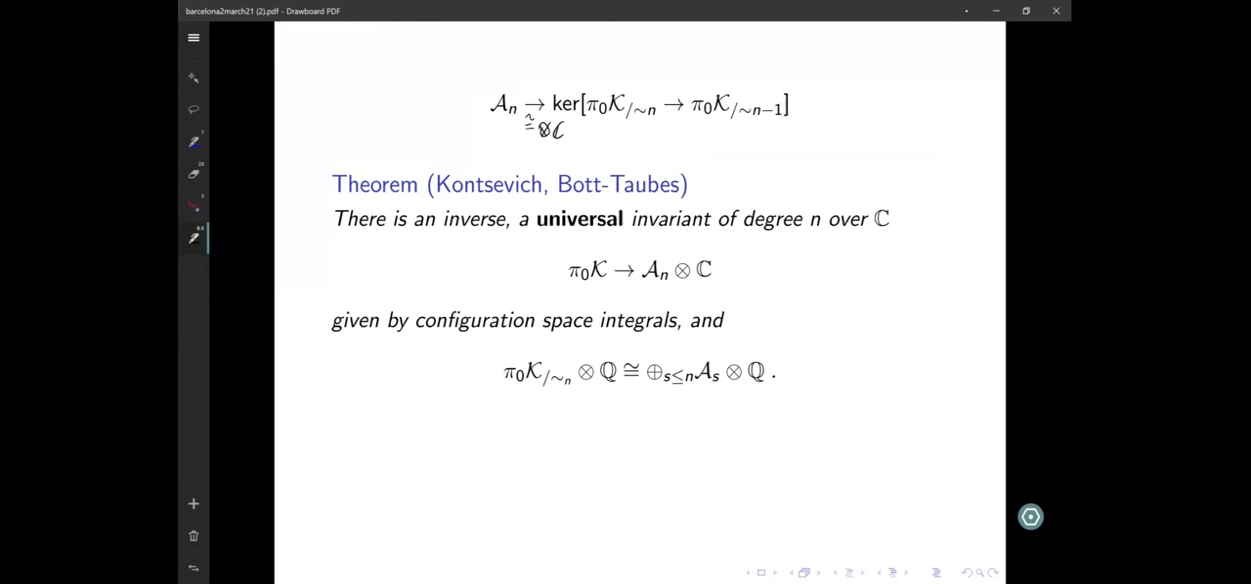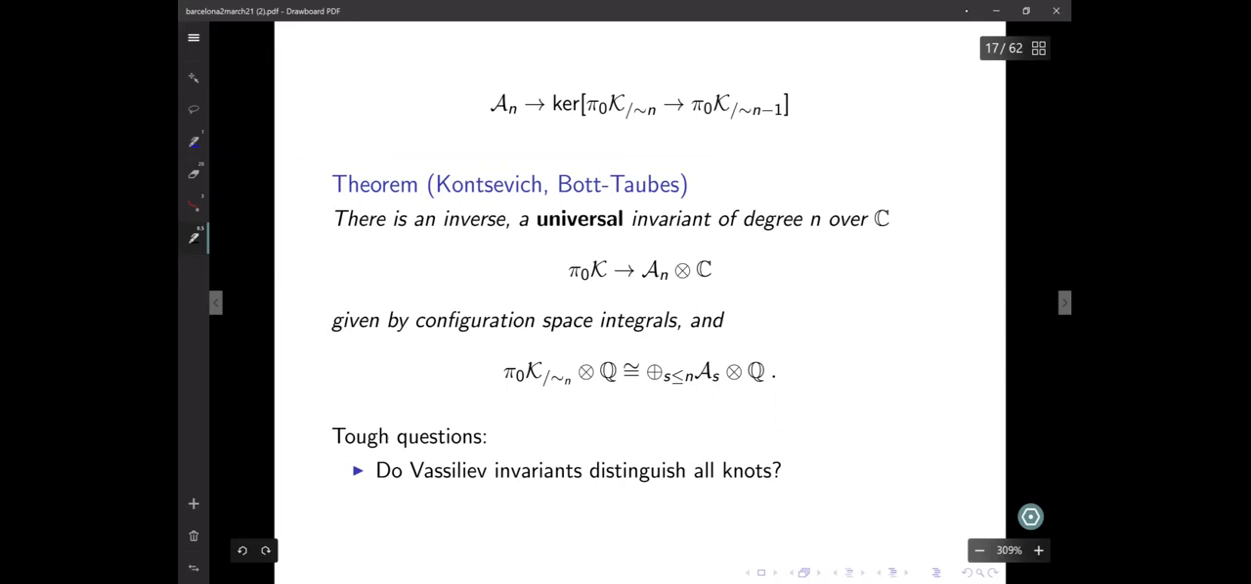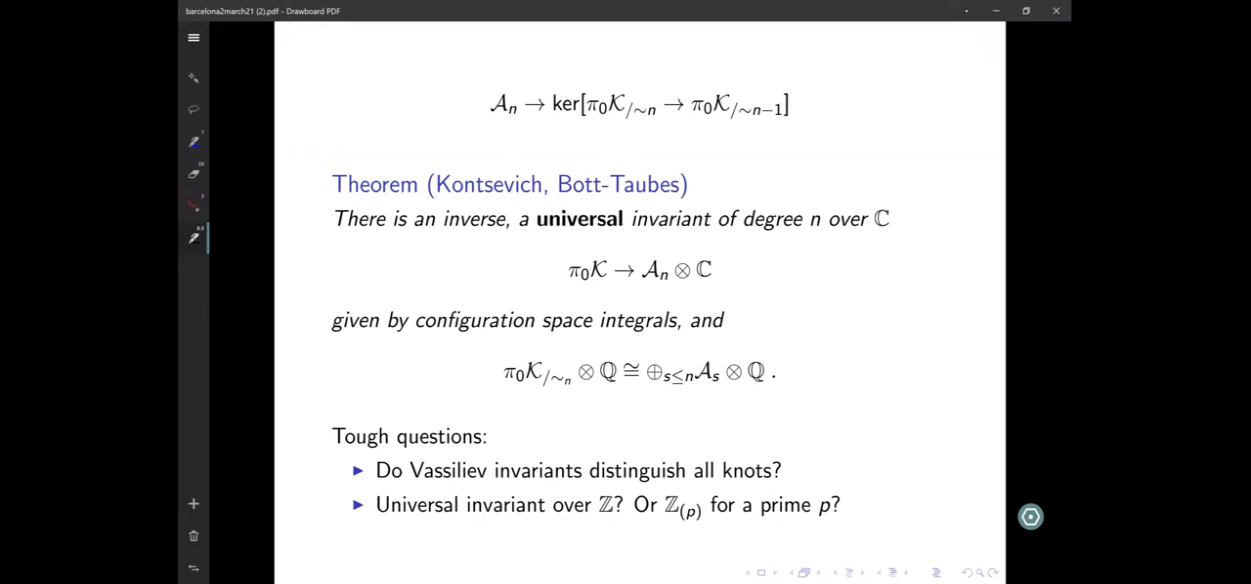There are two difficult questions here. The first one is whether these Vassiliev invariants distinguish all knots, whether they're complete invariants, whether they're as good as they can be. They seem to be very good by the fact that they are as strong as all these quantum invariants, but we don't know if they distinguish everything. And the other question is whether we can define and prove that there is a universal invariant which is defined over the integers, or let's say over the p-local integers, the localization of the integers at a prime p. So this talk will be about some ideas on the second point.